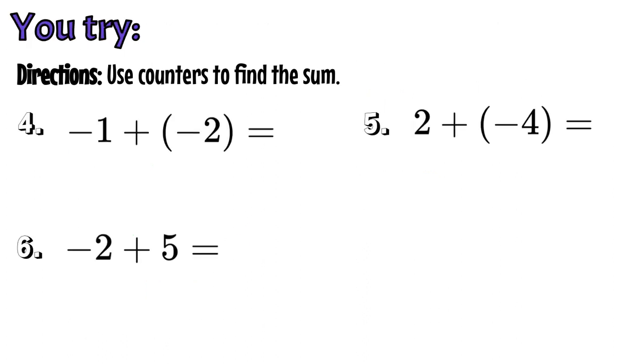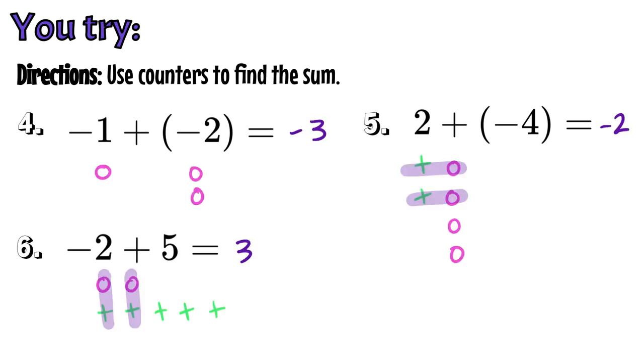Now it's your turn to try a couple examples using counters. Pause the video and use counters to find the sums. All right, hopefully you were able to pause the video and use counters to answer these questions. Number 4 is -1 plus -2. That's going to be equal to -3. Number 5, 2 plus -4. That equals -2. And number 6, -2 plus 5 equals +3.